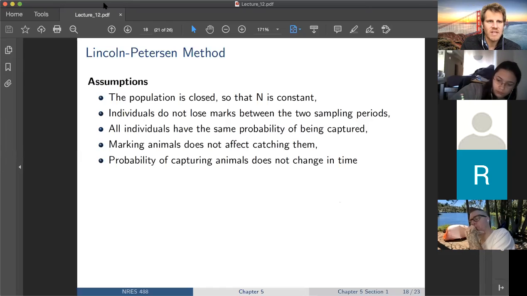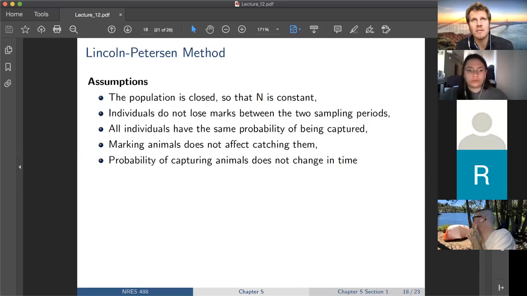So when we talk about the BIDE model, the population size N at t equals the population size N at t minus 1, plus births, minus deaths, plus immigration, minus emigration. All of those four parameters, births, deaths, immigration, and emigration, have to be 0 for this method to apply.